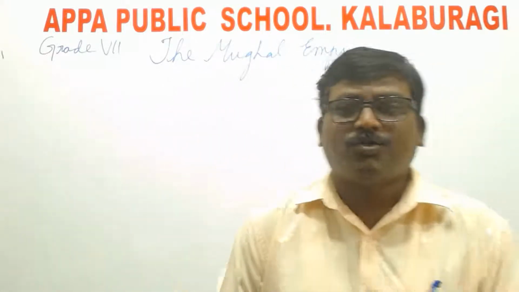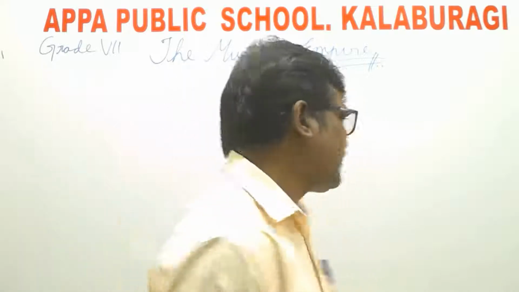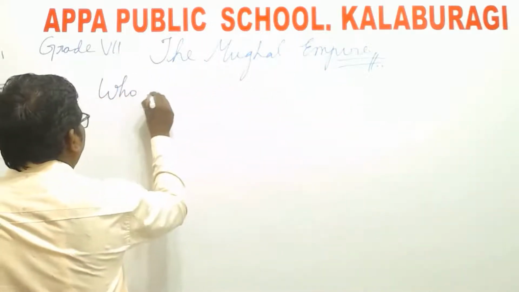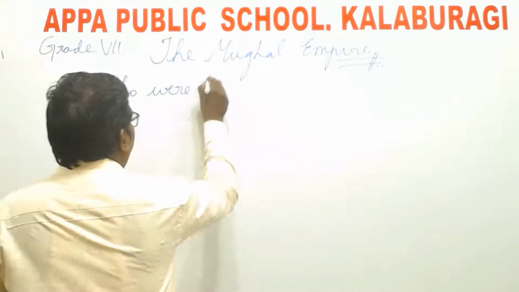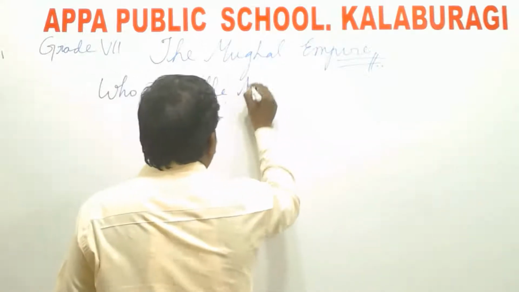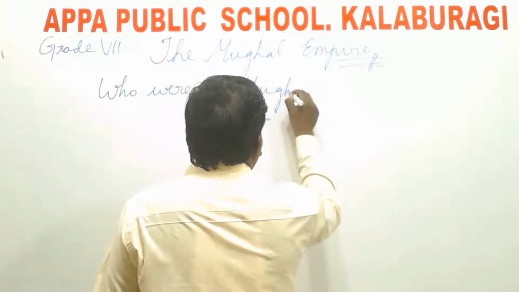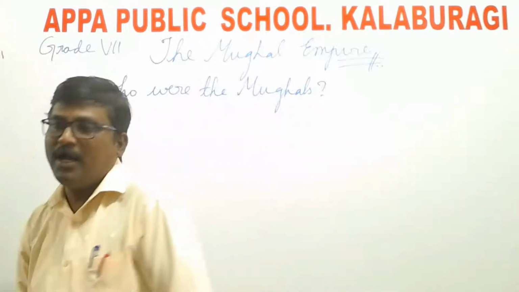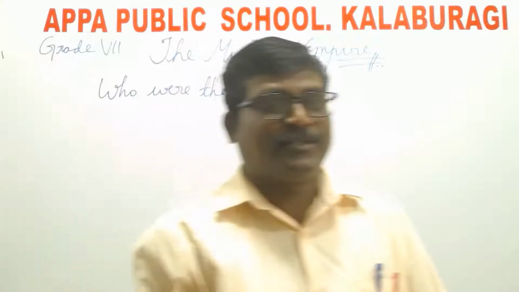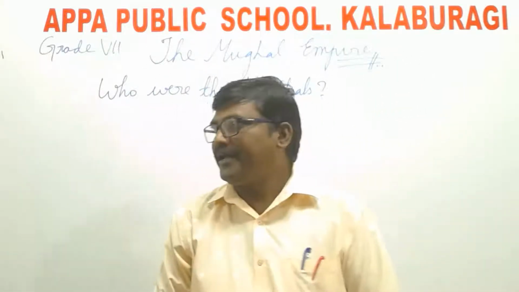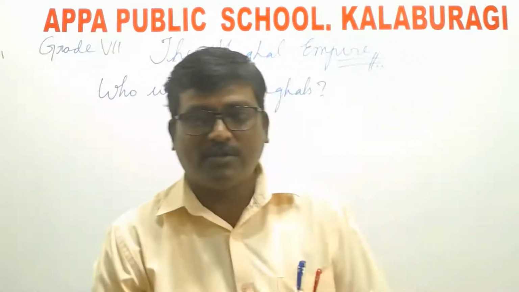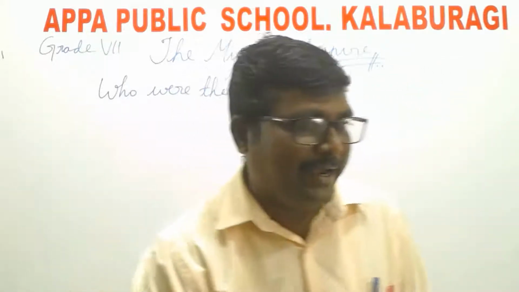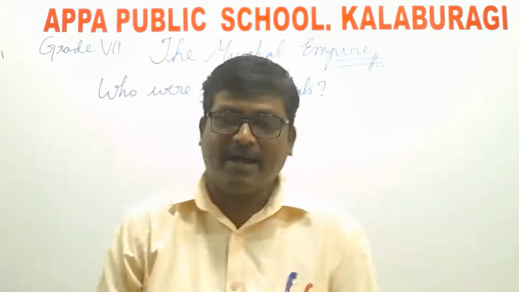Now, my dear students, the first question we are asking is: who were the Mughals? When the first emperor of India, he came to India, he was not an Indian. After that, Humayun was also not born in India, but Akbar was born in India.